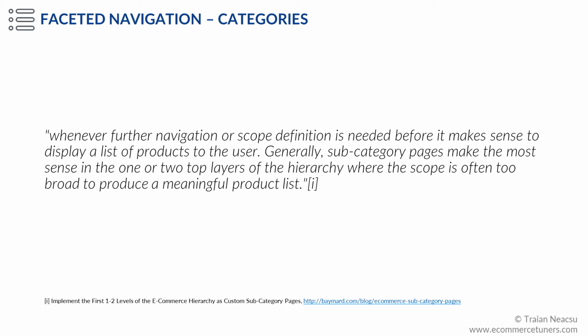Subcategory listing pages should be used whenever further navigation or scope definition is needed before it makes sense to display a list of products to users. Generally, subcategory pages make the most sense in the one or two top layers of the hierarchy, where the scope is often too broad to produce a meaningful product list.